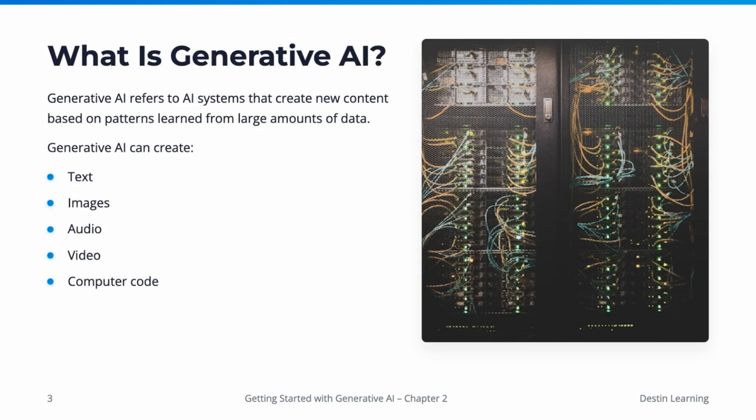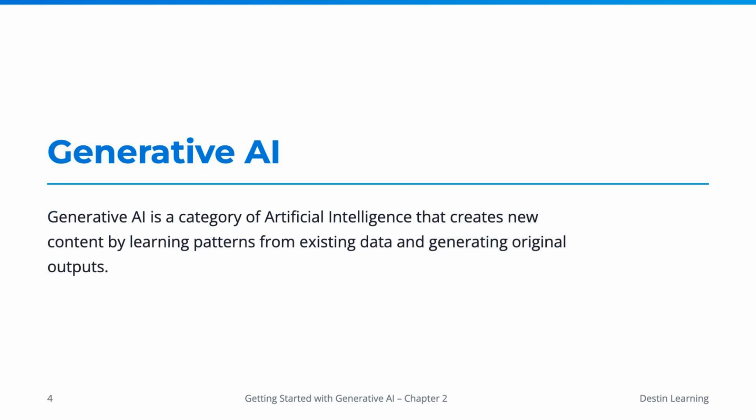At its core, generative AI refers to AI systems designed to create entirely new content. These systems achieve this by learning complex patterns from vast amounts of existing data, allowing them to produce original outputs that often mimic human-generated work. Generative AI is incredibly versatile and can create a wide range of content, including text, images, audio, video, and even computer code. To reiterate, generative AI is a distinct category of artificial intelligence.